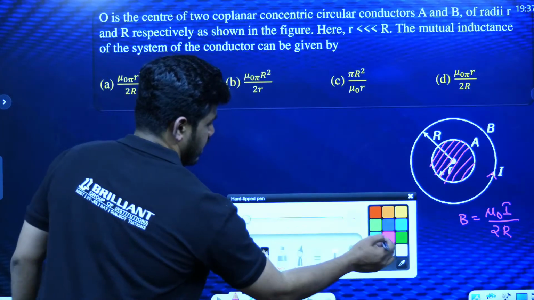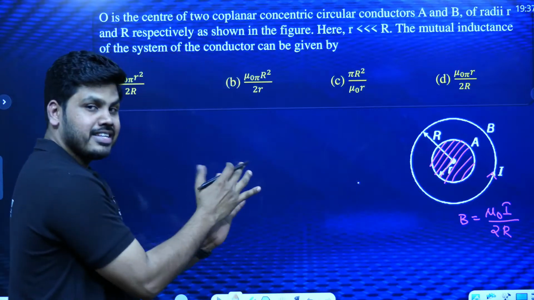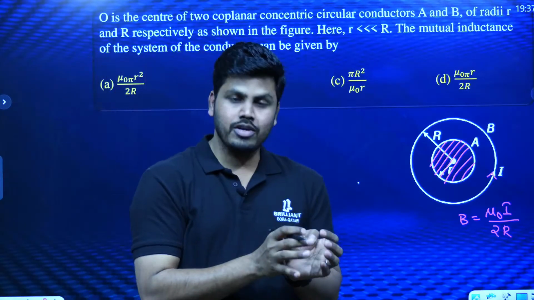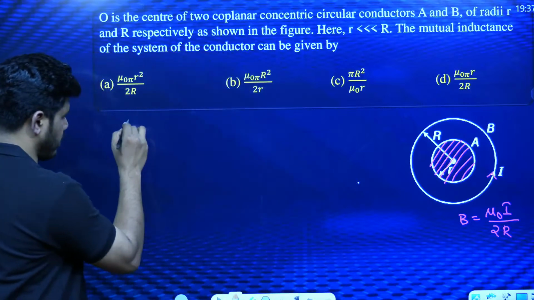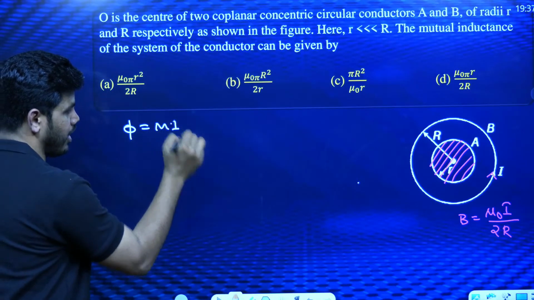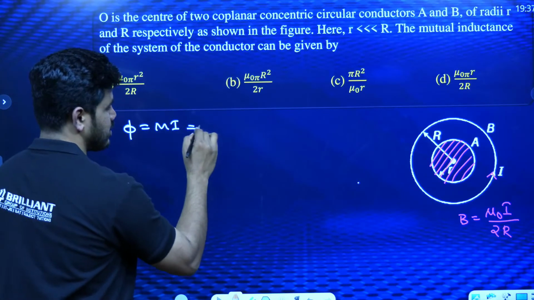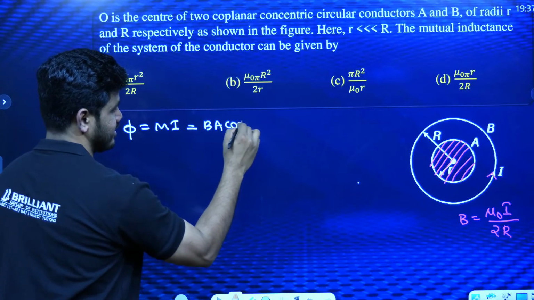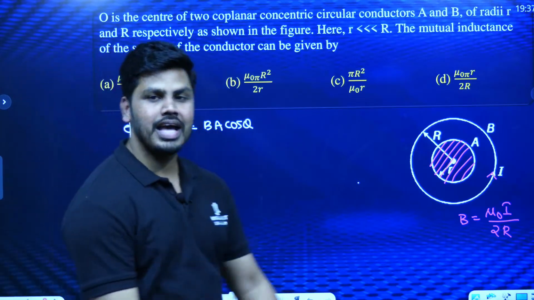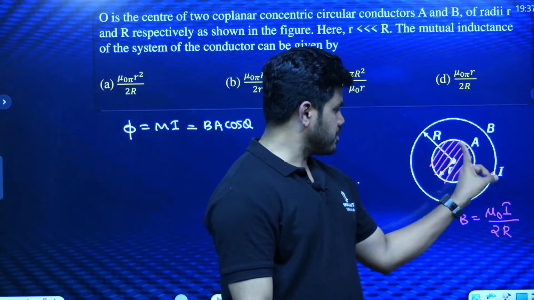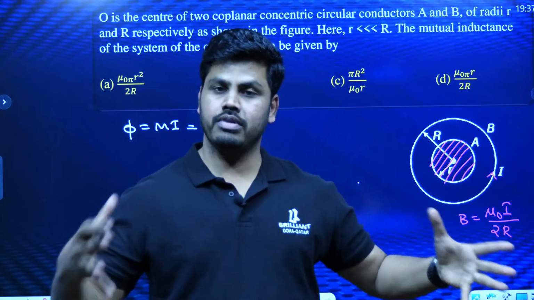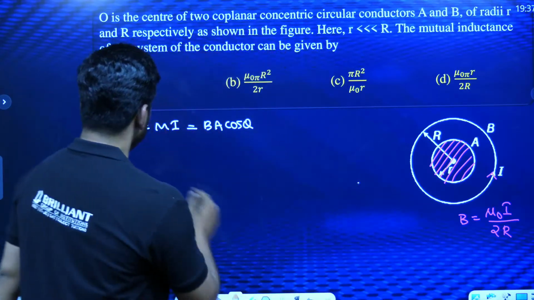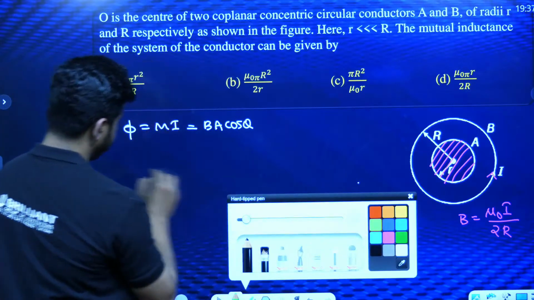Before it was self-inductance, phi is equal to L into I. Here it is mutual induction, so we take the other equation, phi is equal to M into I, which can be equated to BA cos theta, right? So we are going to calculate the flux linked with this particular coil, the inner coil, which is kept in the magnetic field of the outer coil. Yes, so we can say M into I, right?